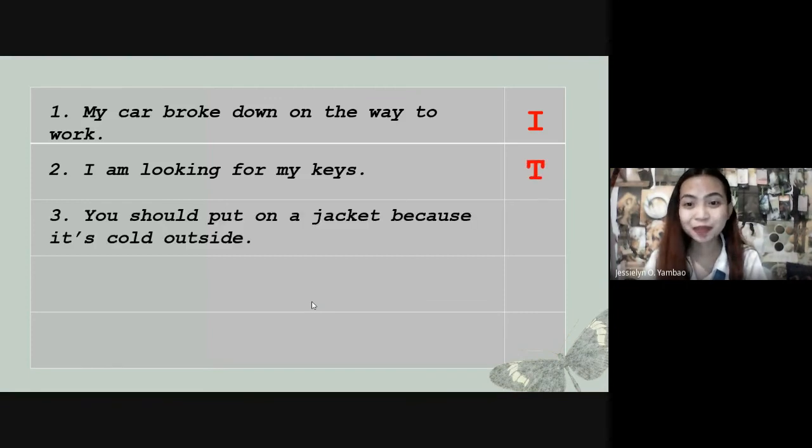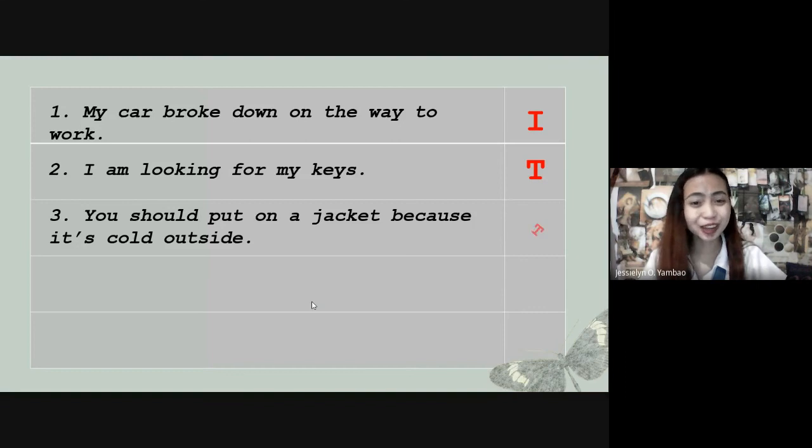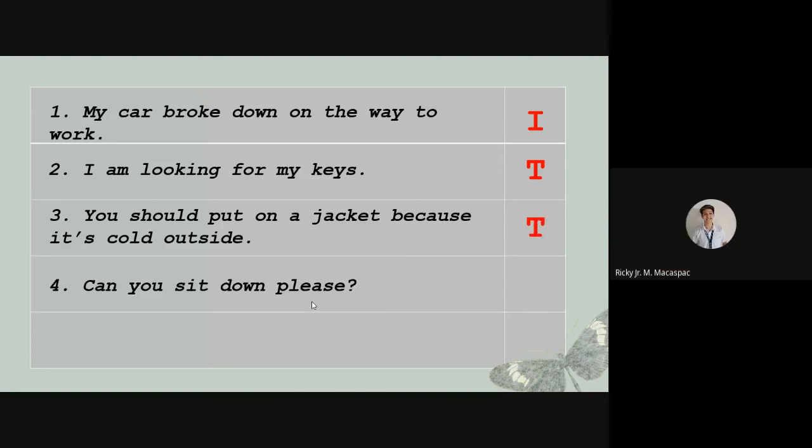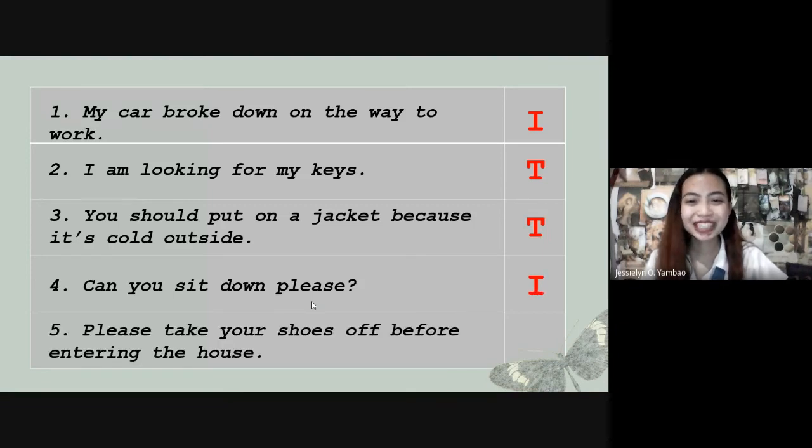Number three, Ricky. You should put on a jacket because it's cold outside. It's transitive too, ma'am. Very good, Ricky. Therefore, continue to number four. Okay, number four, can you sit down, please? I think it's intransitive po. Good job. And lastly, please take your shoes off before entering the house. It's transitive, letter T.